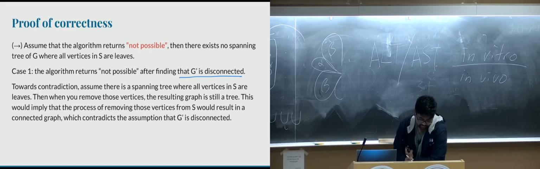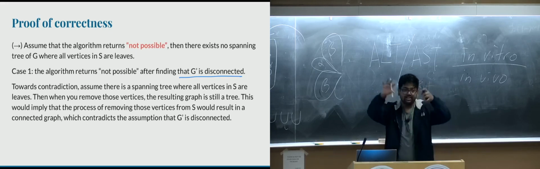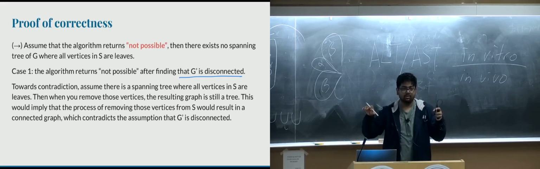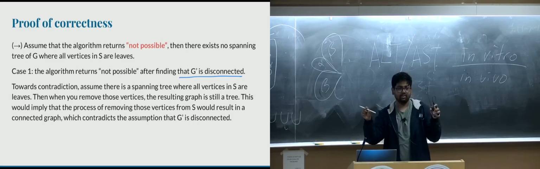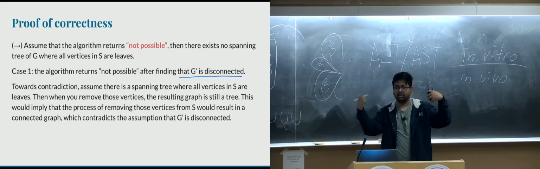So how will we prove this? Let's prove it by contradiction. Let's say there exists a solution like that. If there exists a spanning tree where all the properties are satisfied, that means the vertices in S are leaves. And if we remove these leaves, what will happen? All the vertices that we have left are still connected, right? Because we are just removing the leaves, so we are not breaking the continuity of the whole spanning tree.